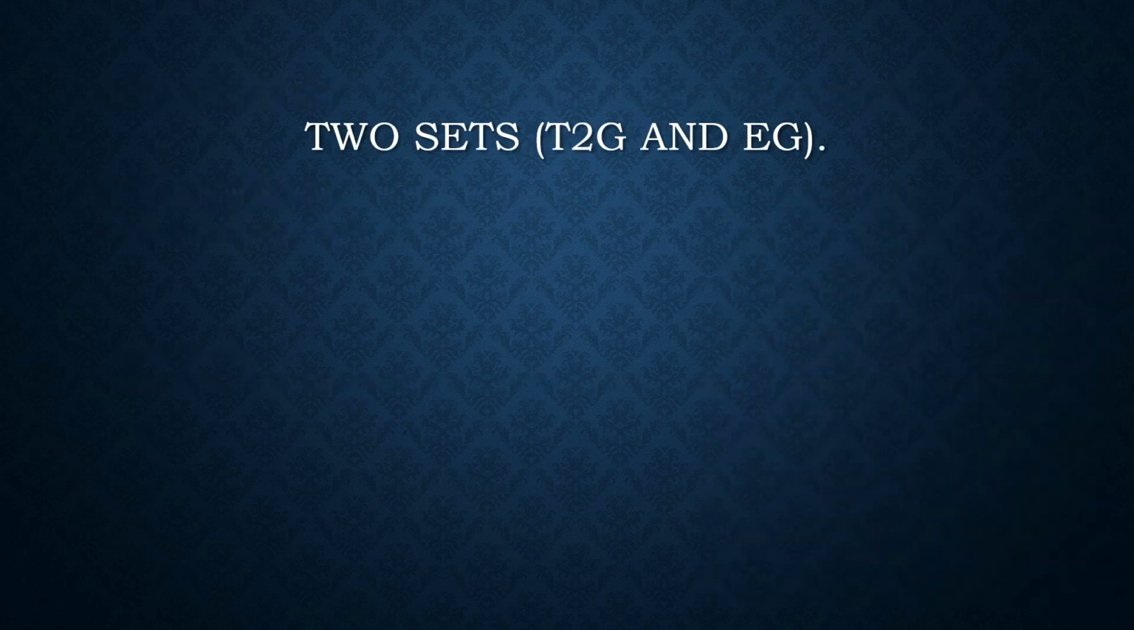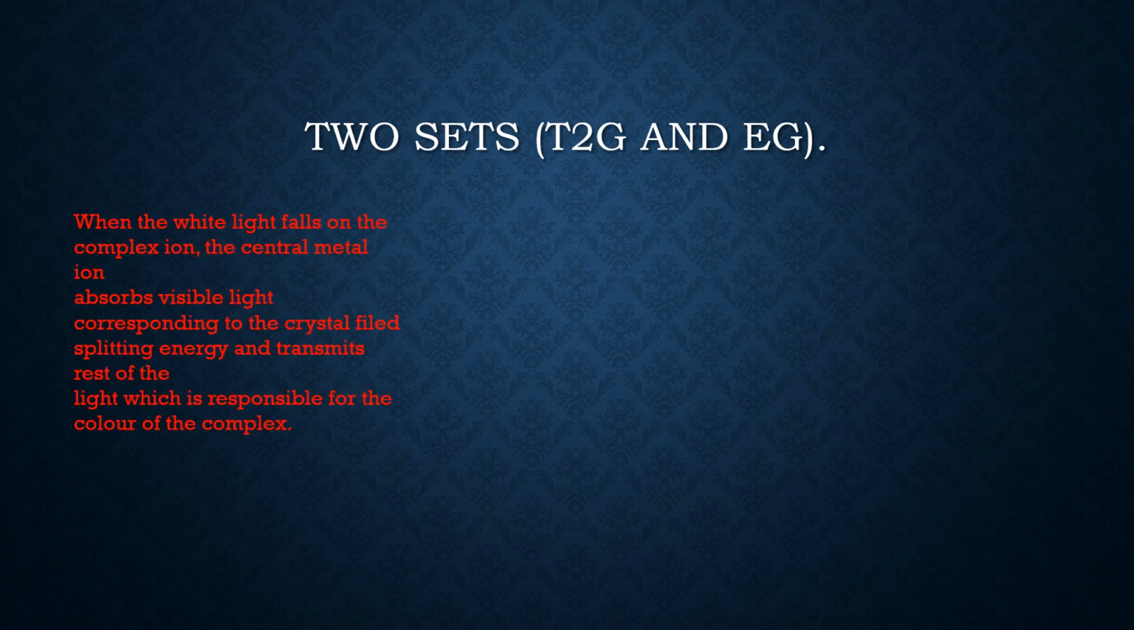Two sets of orbitals are there. As I said earlier, the t2g and eg for octahedral complexes. The role of t2g and eg is this: when white light falls on the complex ion, the central metal ion absorbs the visible light. Suppose the splitting happens, the t2g orbitals are at the bottom and the eg orbitals are on top for octahedral complexes.